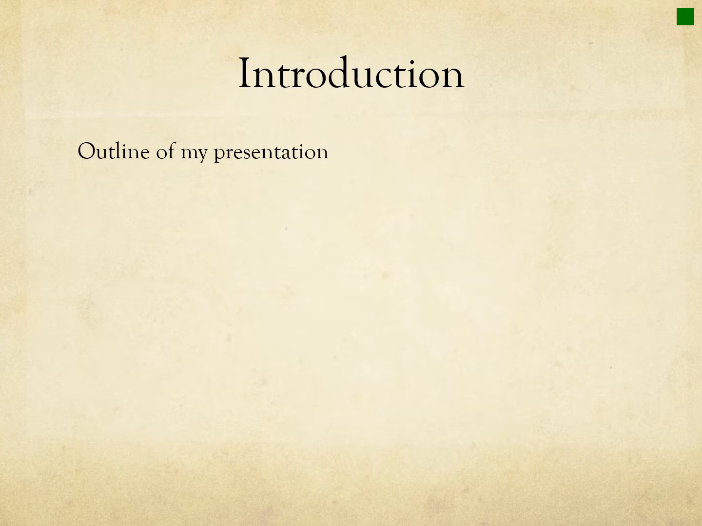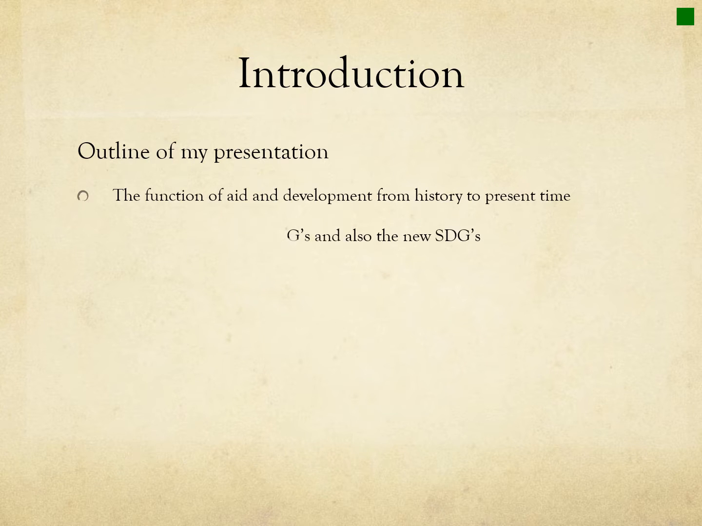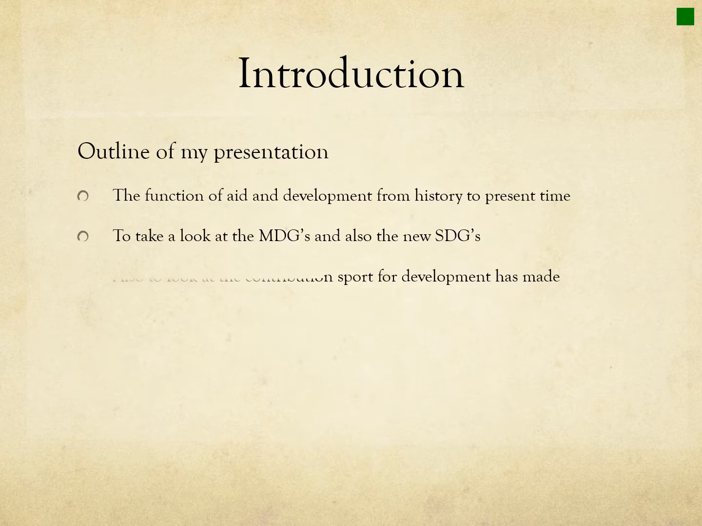In my first slide, I will just be giving a brief outline of my presentation, just focusing on the main points. The first is the function of aid in development from history to present time. The second is to take a look at MDGs and also the new SDGs, and then the third is to take a look at the contributions sport for development has made.